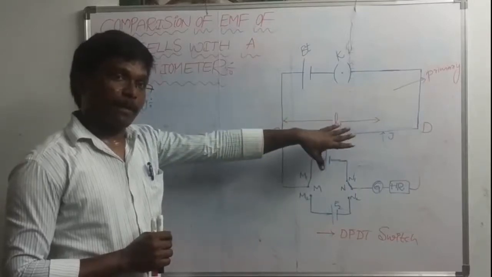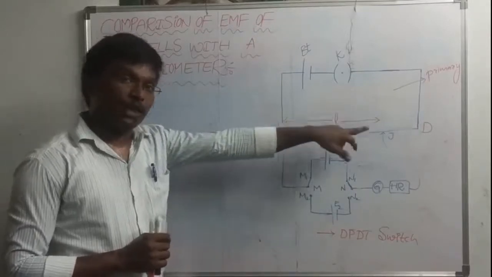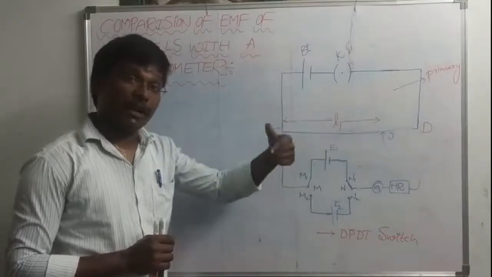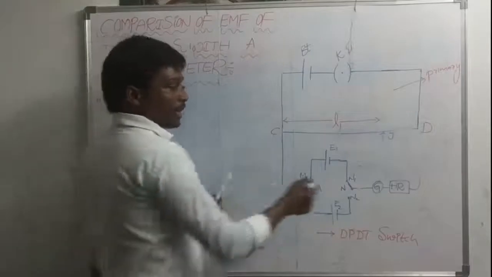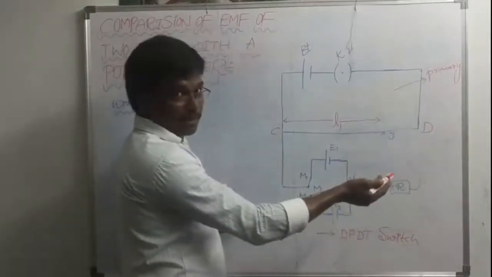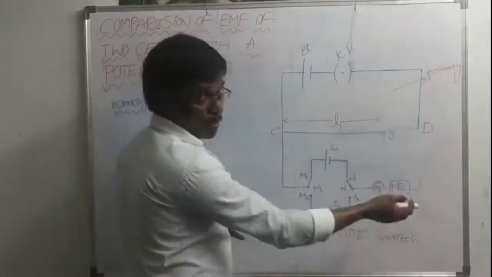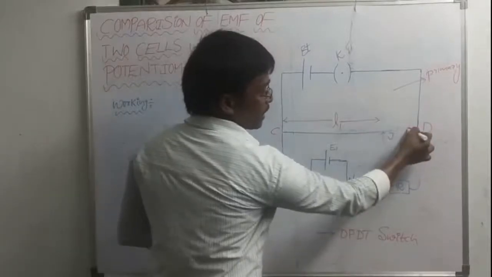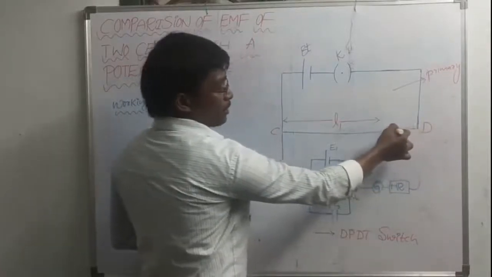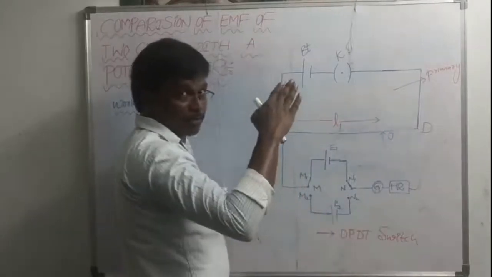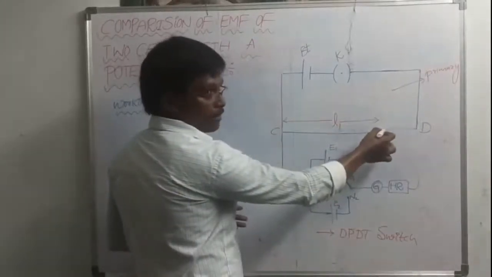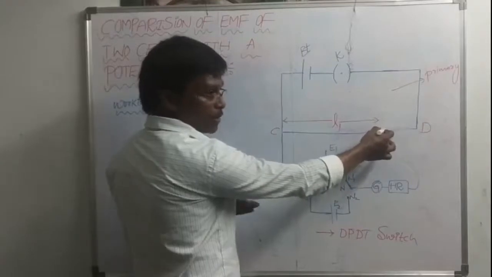By adjusting the jockey, we can find the balancing length. As I told you, this jockey is the movable part, correct? I will place the jockey here and continuously move it like this. At one particular point, this galvanometer shows zero deflection. At that time, I will stop the jockey.